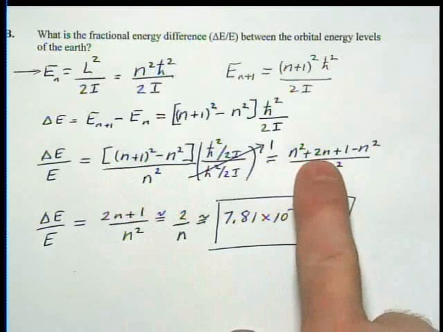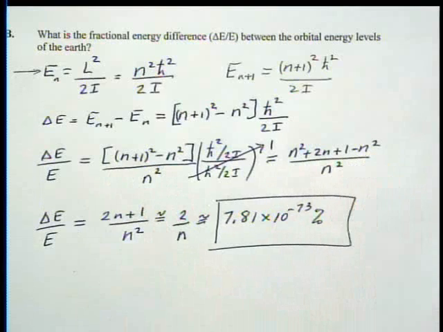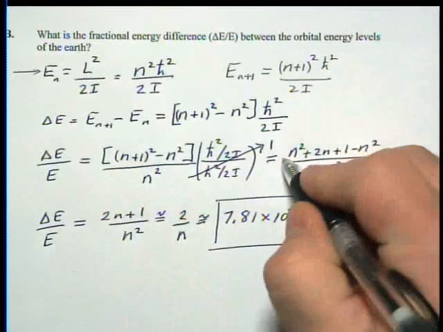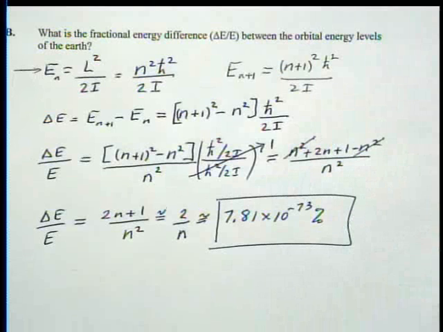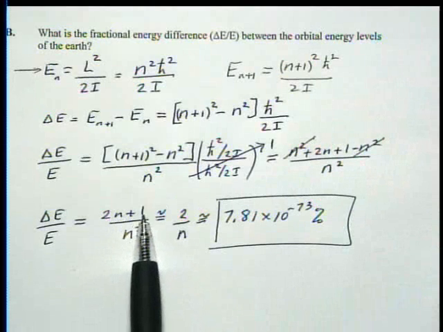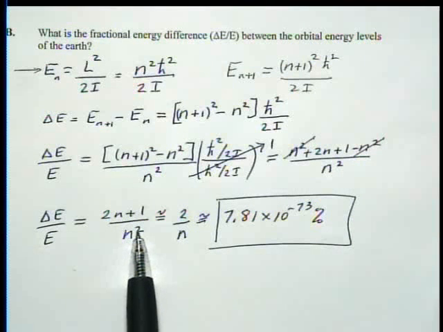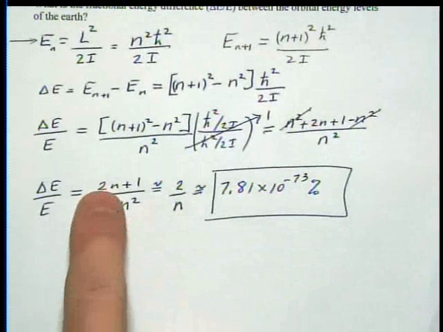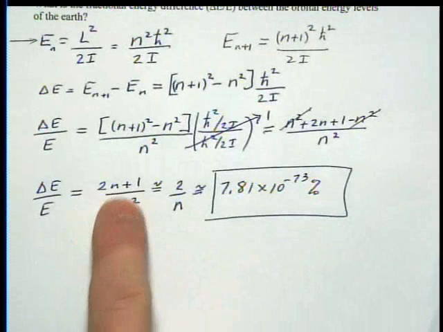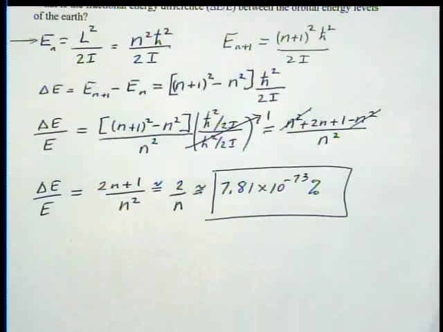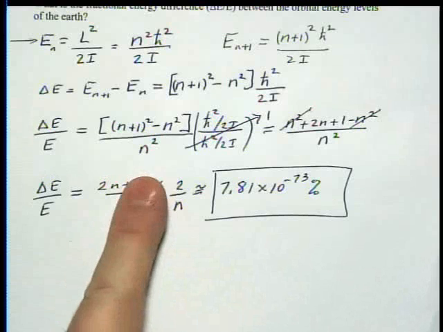So n squared plus 2n plus 1 minus n squared. So whack, whack, those two go away. And I get 2 times the quantum number plus 1 over the quantum number squared. Now, that's 2 over n plus 1 over n squared. And n is huge. So n squared on the bottom is going to make that number really small. So I just forget that whole last term.